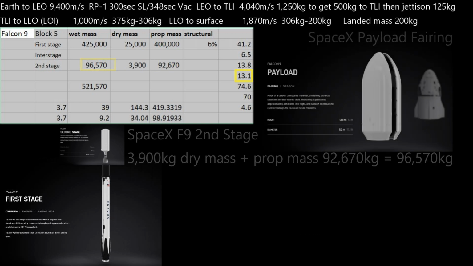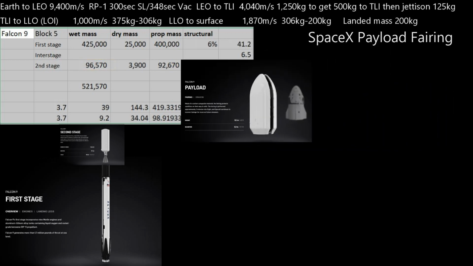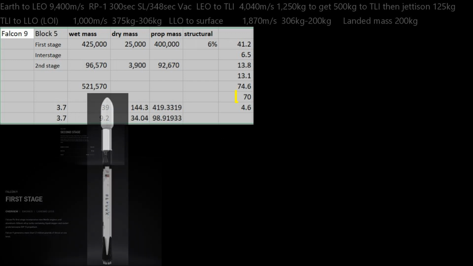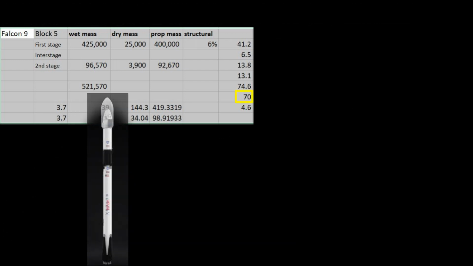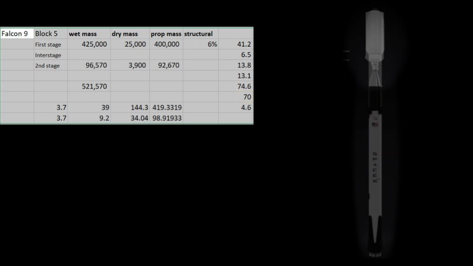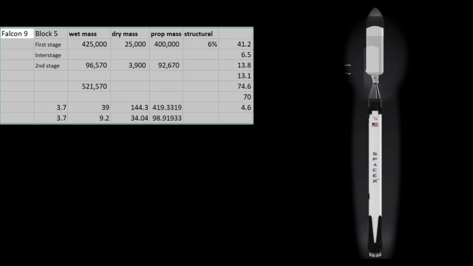The payload fairing is 13.1 meters tall, and all this adds up to 74.6 meters, but we know the Falcon 9 in cargo mode is about 70 meters tall. By cargo mode, I mean not carrying passengers in a Dragon capsule. Remember that the giant nozzle of the Merlin vacuum engine fits into the interstage and other parts fit together, which subtracts the extra 4.6 meters.